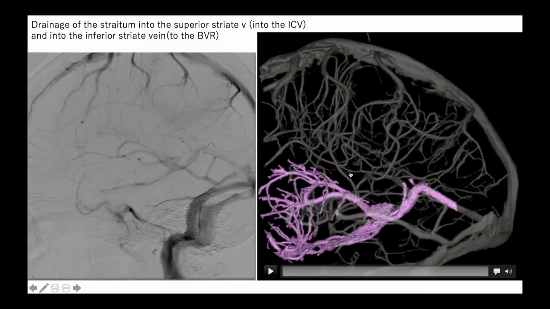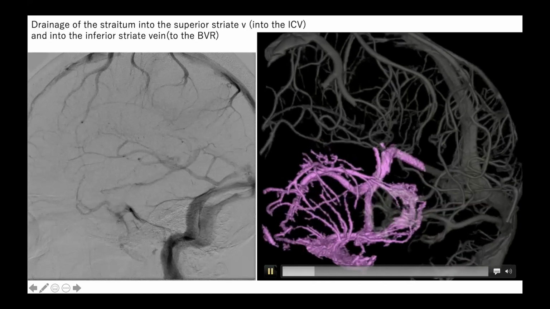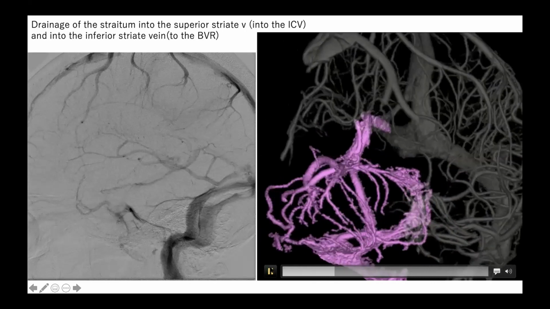Okay, so like this one, you can see very well the superior straight vein and also the inferior straight vein draining the upper one into the ICV, the lower one draining into the basal vein of Rosenthal. It's very difficult to see. It's the same patient on this 2D. You might give a little bit more contrast if necessary, but it would be very difficult to see.